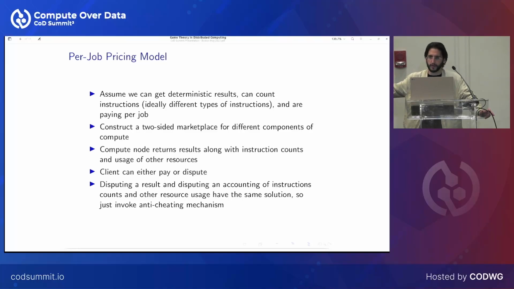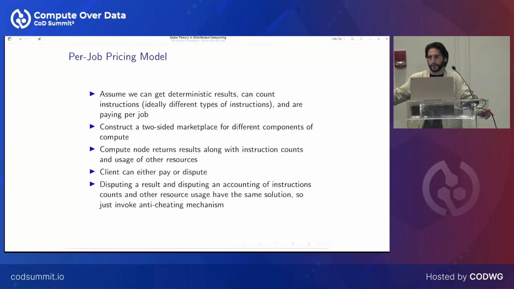You can go on and on. You can, of course, include memory usage in this, and GPU compute, and of course GPUs have FP32 and FP64, and now things like int8 or whatever, computations of their own. When the compute node returns a result, it returns its instruction counts and usage of other resources. So it's basically this vector of numbers indicating its resource consumption.